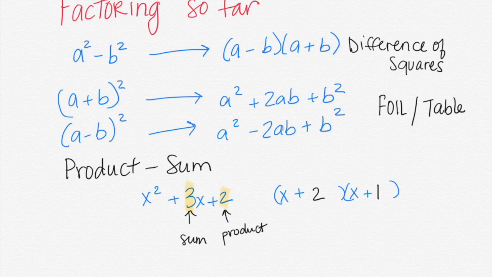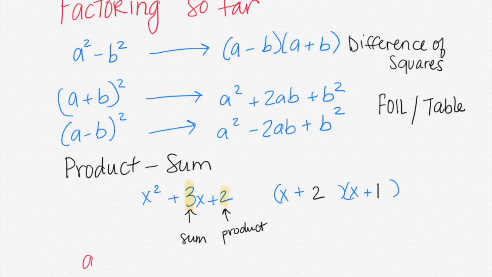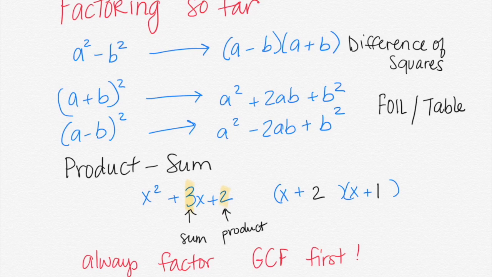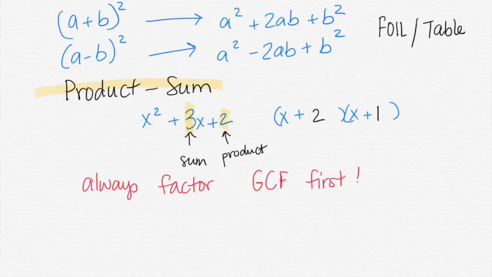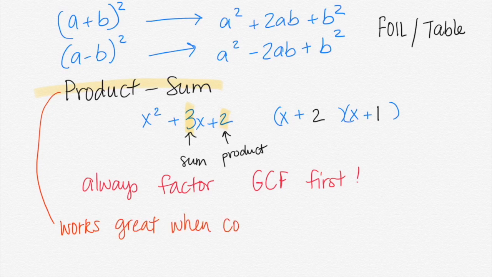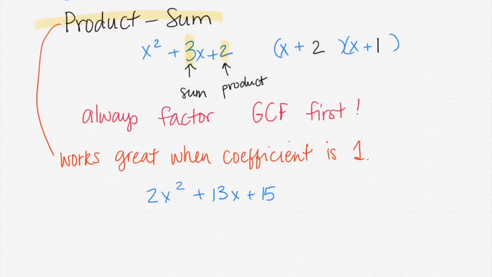And of course, before you do any of this, it's always important to see if they have a greatest common factor that you can factor out first before you do any of these methods. So I think the product sum method works great when the coefficient in the first term is a 1. It works really well. There's actually no places where it won't work if the coefficient is a 1.